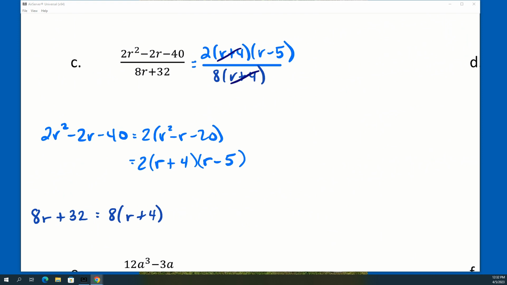Now, this 2 and this 8, they are single because there's nothing added or subtracted to them. So they don't have to look exactly alike for you to be able to reduce them. So I can just take 2 and 8 and reduce them by the same number. Anyway, 2 over 8 reduces to 1 over 4. Okay, so on our numerator, we're just left with r minus 5, and our denominator is 4.